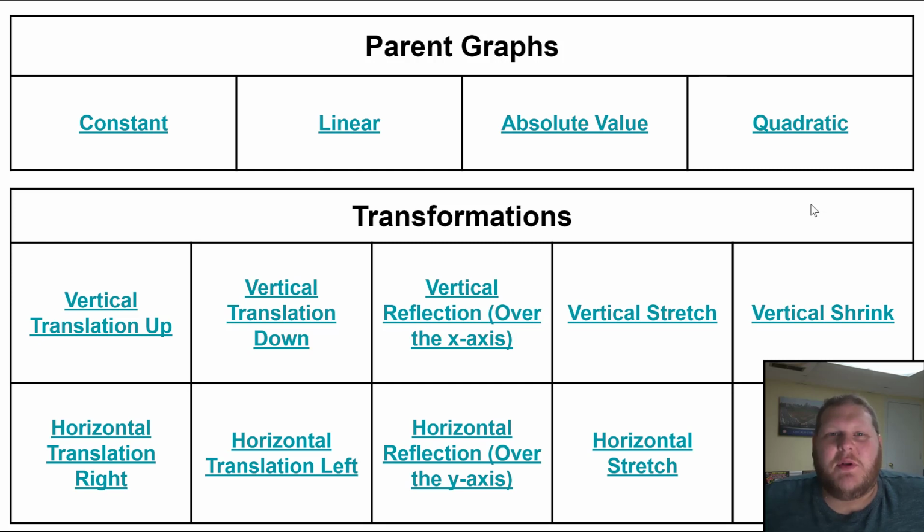Hey guys, I just want to put together this little tutorial video to walk you through how to navigate the parent graph and transformations virtual foldable. So we're going to go through each of the 4 different parent graphs and then each of the 10 different transformations. So this will be a little bit of a longer video, but feel free to jump around and find where you need assistance with.